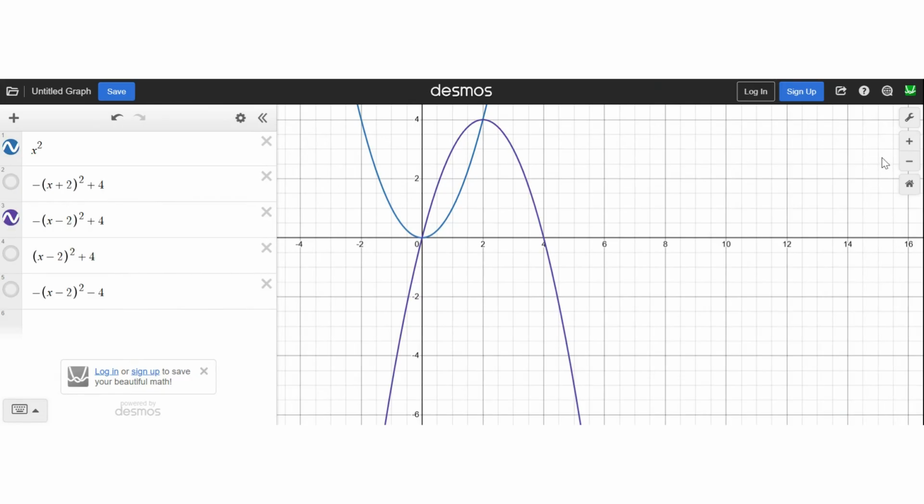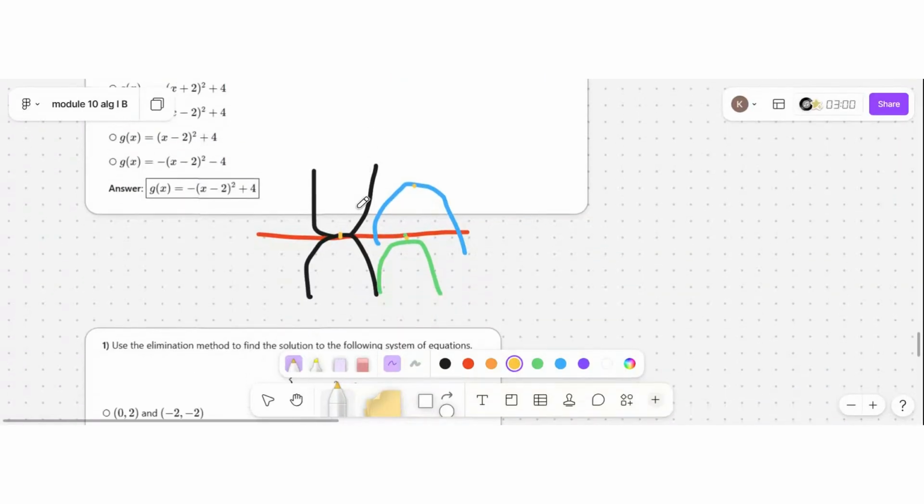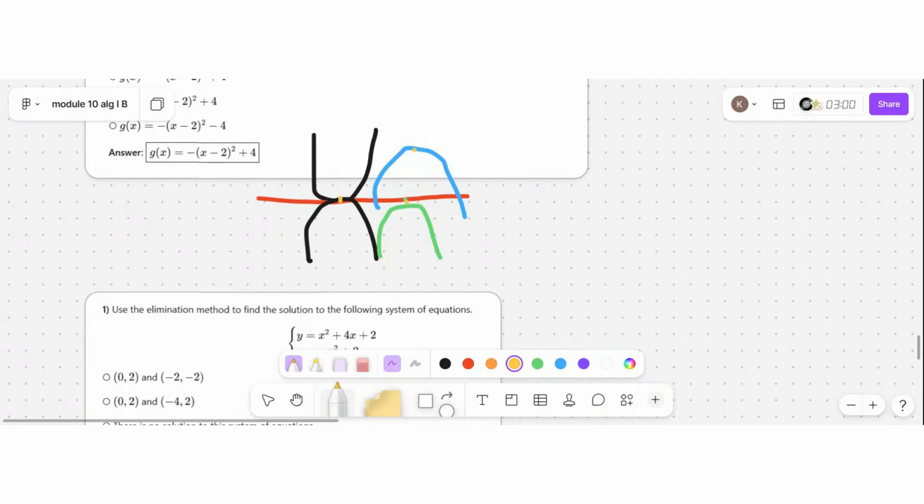That's how you can use Desmos to help you visualize it to get the right answer. So I hope that makes sense for you.